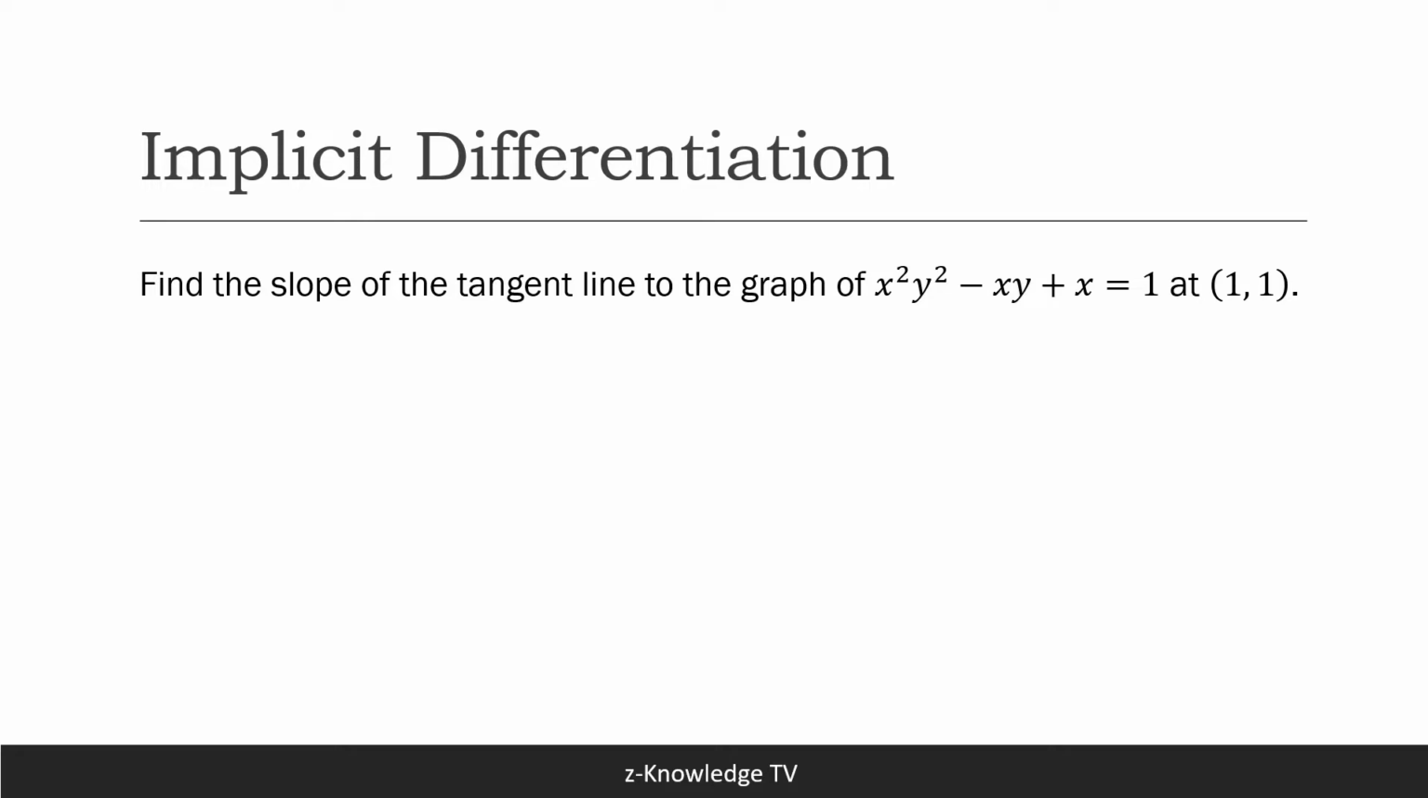So again, pag sinabing slope, ito yung first derivative o yung tinatawag natin na y prime. Yung (1, 1), ito yung point natin na (x, y). So, kapag nakuha natin yung y prime, saka natin i-substitute yung x and y. Okay? So, i-derivative natin itong equation natin. So, x squared y squared, since product sila, gagamit tayo ng product rule.